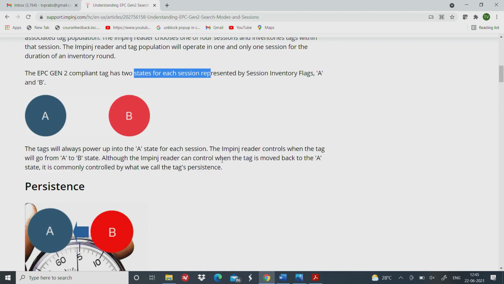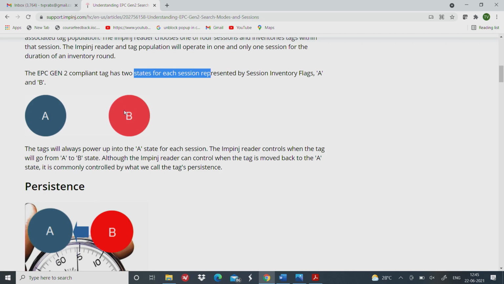Now any time a tag has to be read, it is usually read in A, okay, when the tag is in state A. It can be in session 0 and it is read in A. If you want it to be read in B also, you must ask for it. It goes like this: when a tag is read, it goes from state A to state B, okay, and then it transits back to state A, and then it goes back to B. Every time it is inventoried, it goes to B.